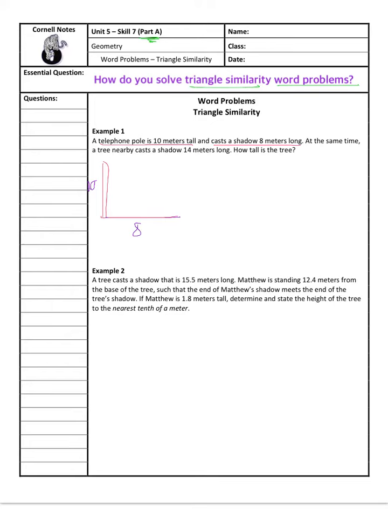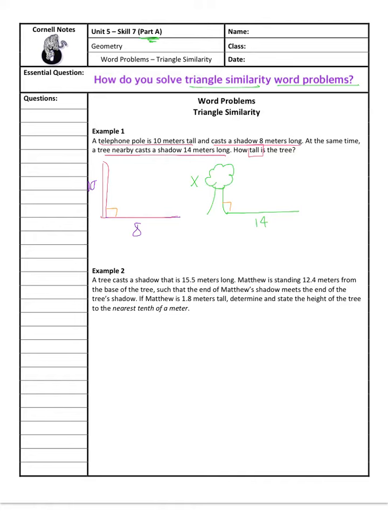Second sentence. At the same time, a tree casts a shadow that's 14 meters long. How tall is the tree? So here's my tree. And I know the tree casts a shadow that is 14 meters long. So here's my 14-meter shadow. And I want to know how tall the tree is. So here's my X. So I have two separate pictures. Telephone pole, the tree. Both of them are referring to the heights, and both of them are referring to the shadows.